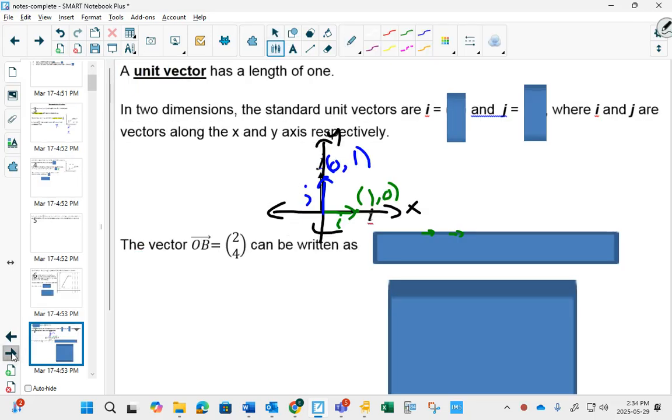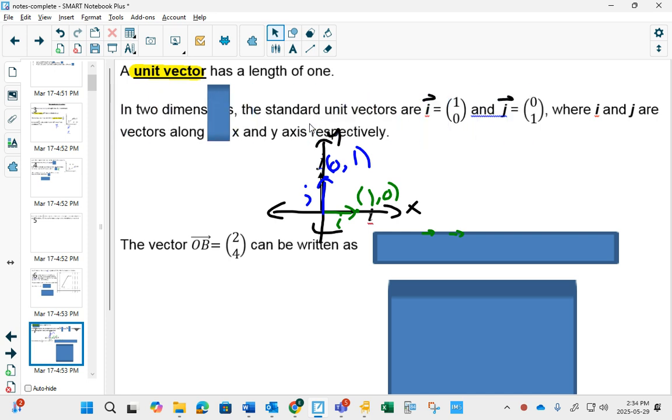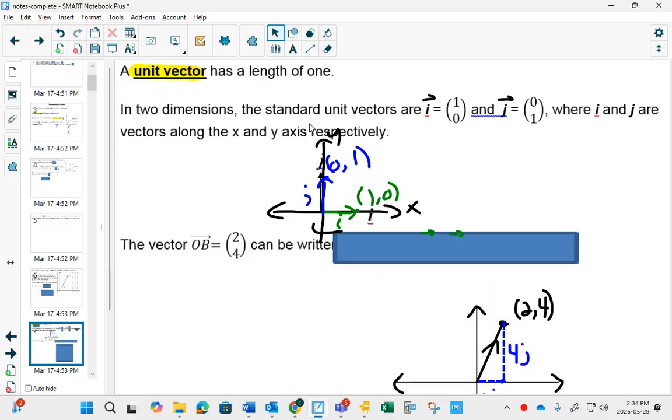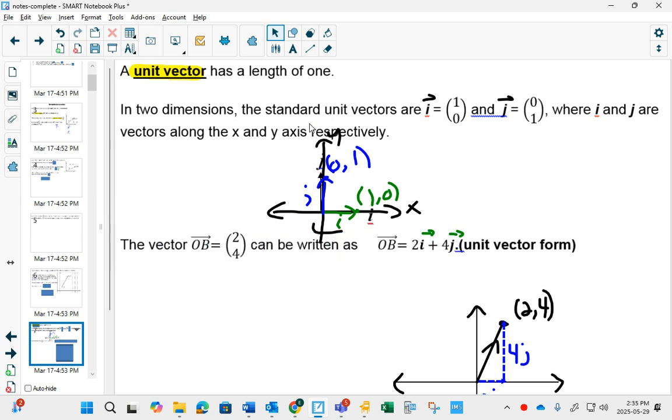Another definition. A unit vector has a length of 1. And you can add arrows over top of these if you want. Standard unit vectors are 1 to the right and 1 up. And that allows us to write any vector in terms of its unit vectors. And this is called unit vector form.